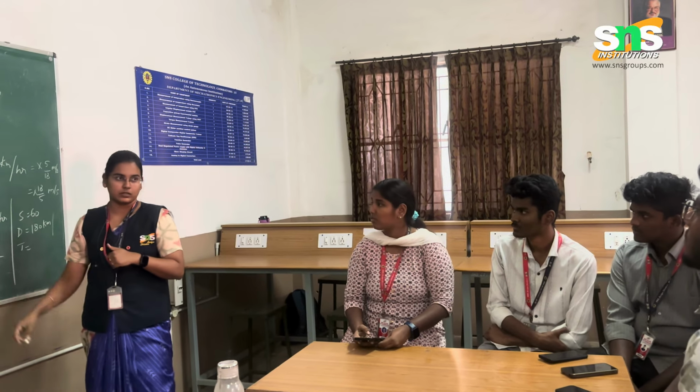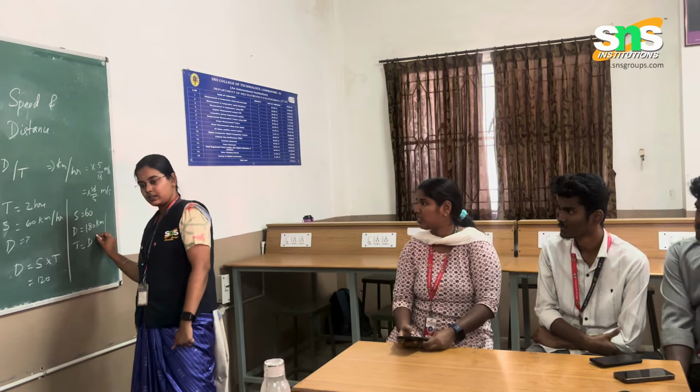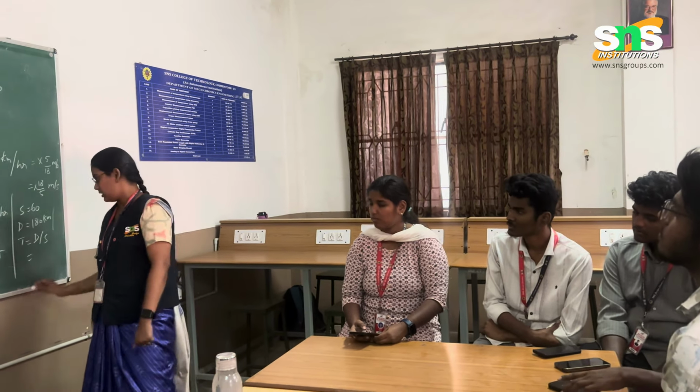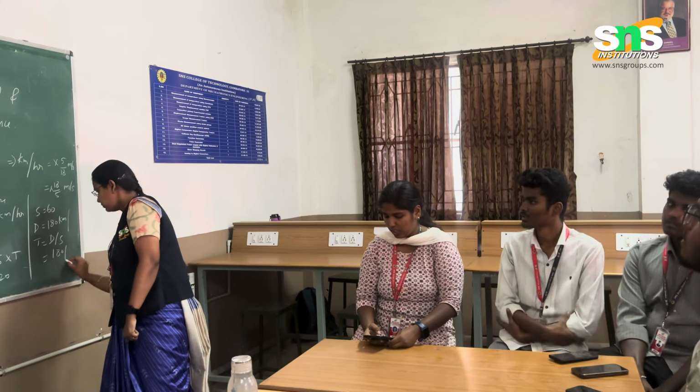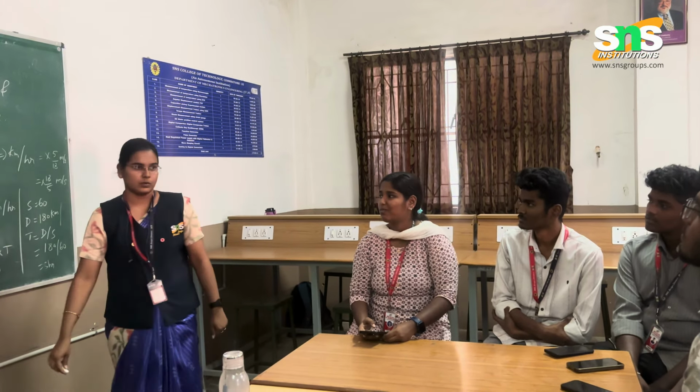So how will you find your time? Time is equal to distance divided by speed. So 180 divided by 60. What is the answer? 3 hours. So time taken to cover 180 kilometer is 3 hours.